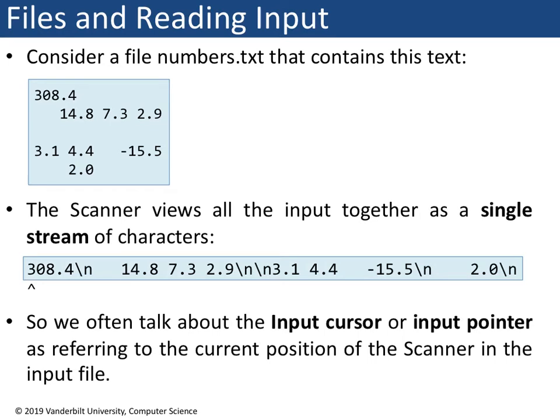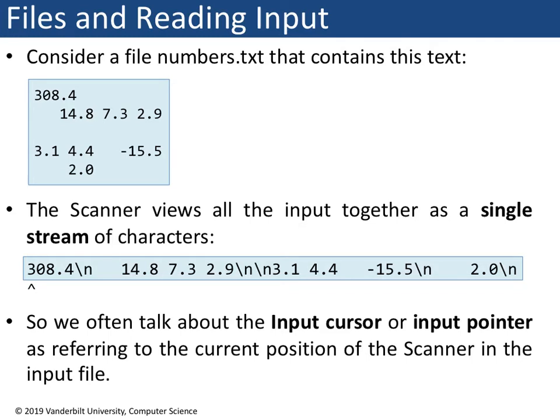So if our numbers.txt file contained 308.4, new line, tab, 14.8, 7.3, 2.9, and so forth, what the scanner actually is seeing is a single stream of characters like this. 308.4, new line, and either 3 spaces or a tab, can't tell, but it's obviously 3 spaces, otherwise this would be a \t. So 3 spaces, 14.8, space, 7.3, space, 2.9, new line, 3.1. So this single stream of characters is what actually exists from the scanner's point of view.